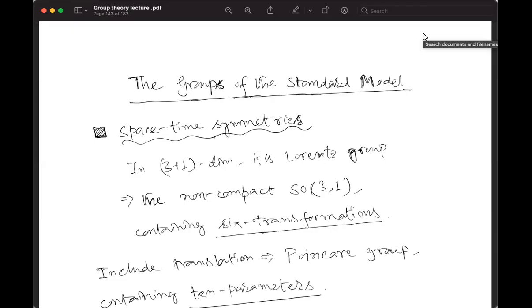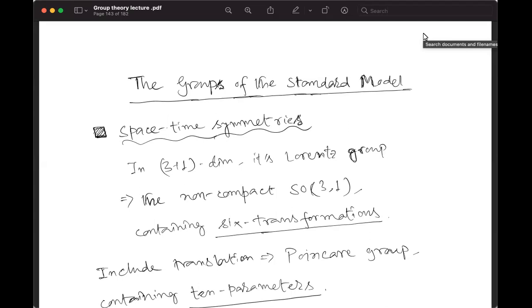Okay, so today I'll talk about the groups of the Standard Model. The Standard Model is one of the successful theories, and it will not be too much wrong if we say this is the only successful theory of particle physics that has been experimentally verified so far.